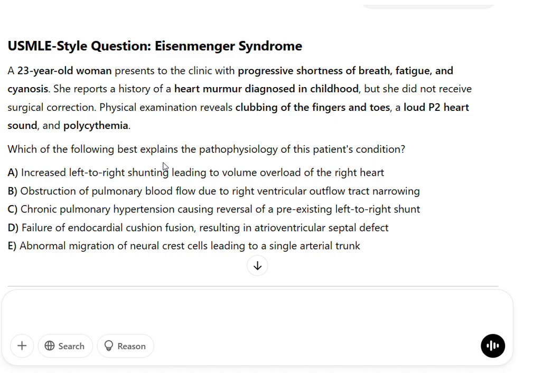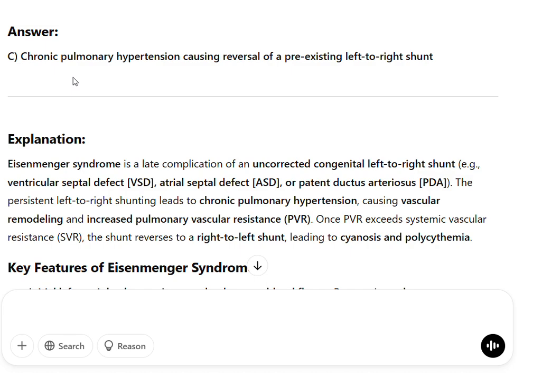D. Failure of endocardial cushion fusion resulting in atrioventricular septal defect. E. Abnormal migration of neural crest cells leading to a single arterial trunk. The answer is C: chronic pulmonary hypertension causing reversal of a pre-existing left to right shunt.